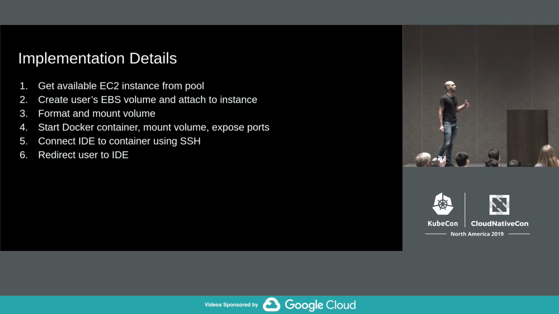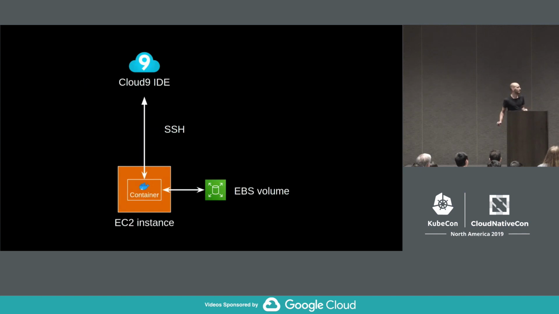But here are some of the steps that we would do in order to create an IDE or redirect a user to an IDE once they visit IDE.cs50.io. We would first get an available EC2 instance from the pool. We would create the user's EBS volume, attach it to the EC2 instance, format it, create a file system on it, mount the volume on the instance, start the Docker container, mount the volume on the Docker container, expose some of the ports, connect the IDE to the container that's running on the instance, and then finally redirect the user to the IDE.